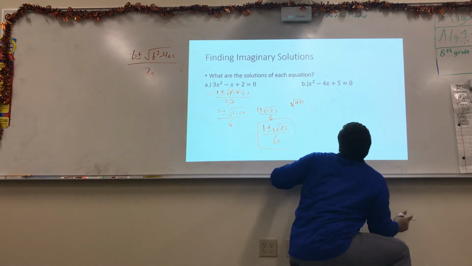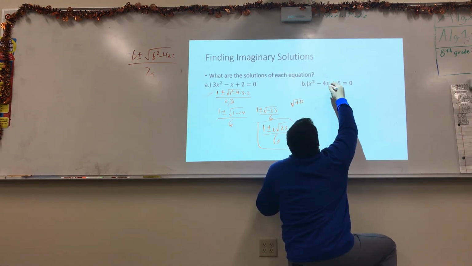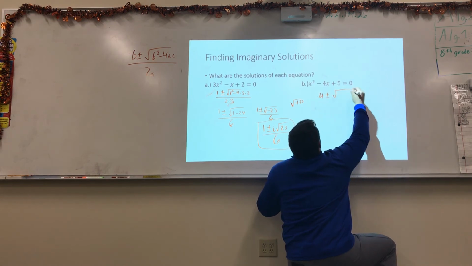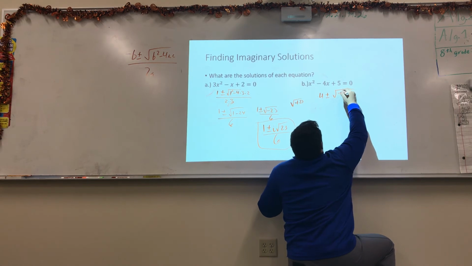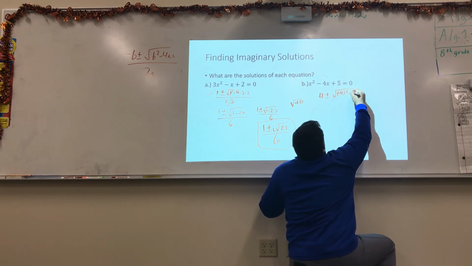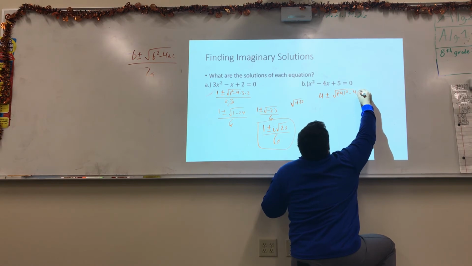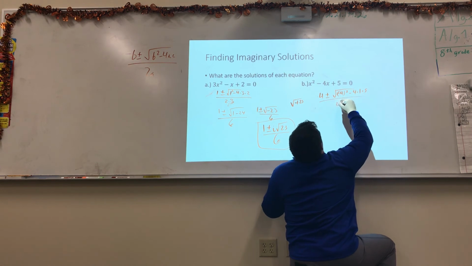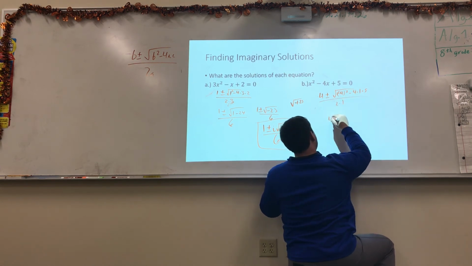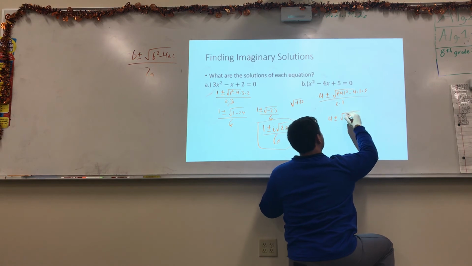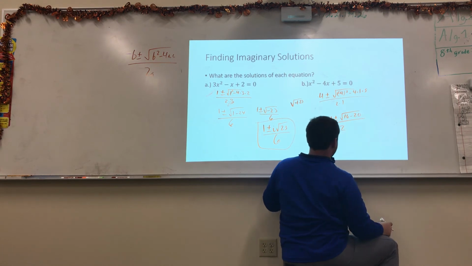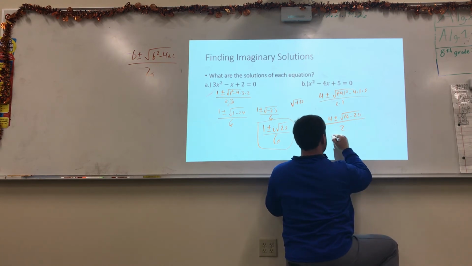This is going to be the same thing. We have minus 4, so this is going to become a positive 4 plus or minus the square root of negative 4 squared minus 4 times 1 times 5, over 2 times 1. We get 4 plus or minus the square root of 16 minus 20 over 2, which is actually 4 plus or minus the square root of negative 4 over 2.